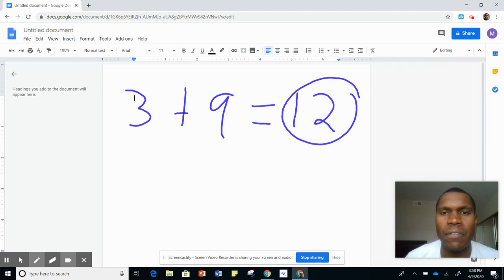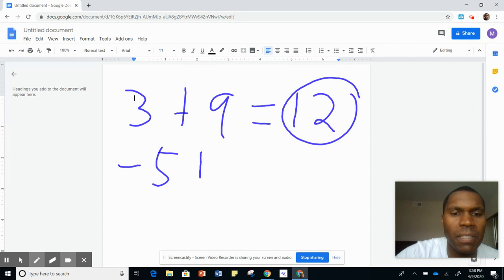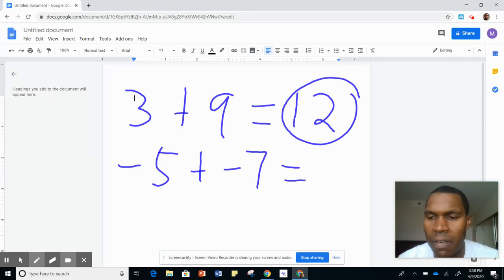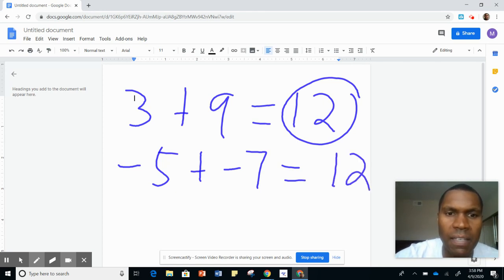So let's say we have two negatives. We have negative 5 plus a negative 7. Again, even though they're negative, both of the signs are the same. So you add the two numbers. 5 plus 7 gives us 12. And in this case, you have a negative 5 and negative 7. So the answer is going to be a negative 12.